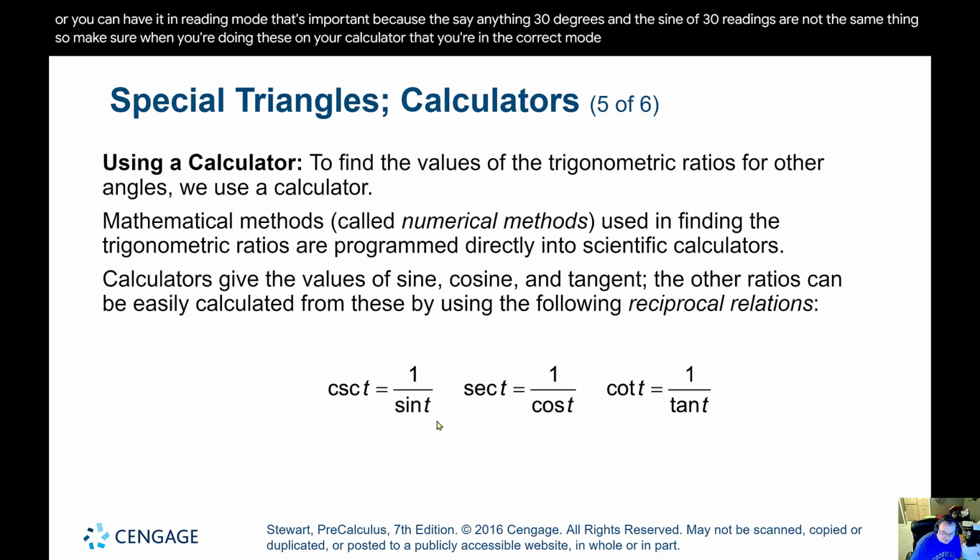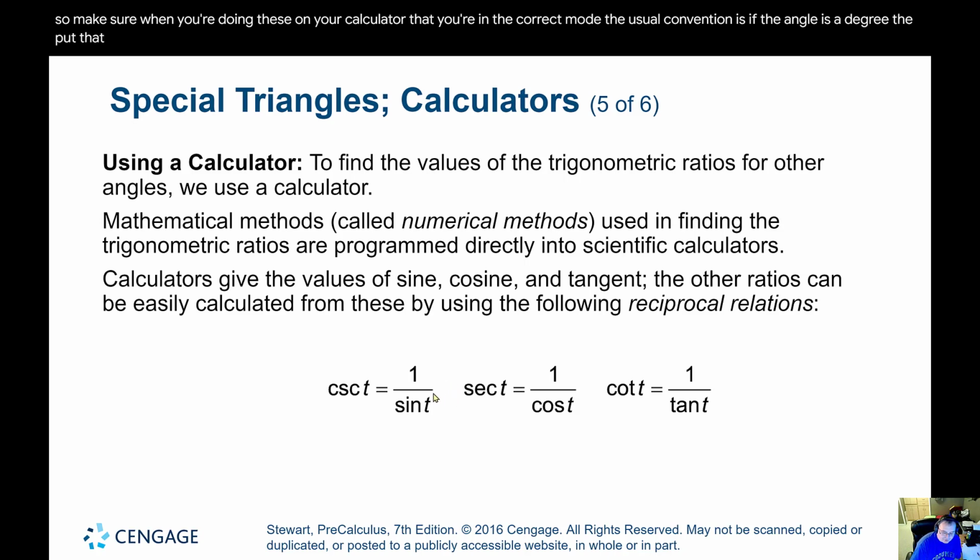The usual convention is if the angle is in degrees, they put that tiny little degree symbol. So it would say 1 degree or 15, a little circle, degrees. If there is no degrees symbol here, then you treat it as a radian angle.